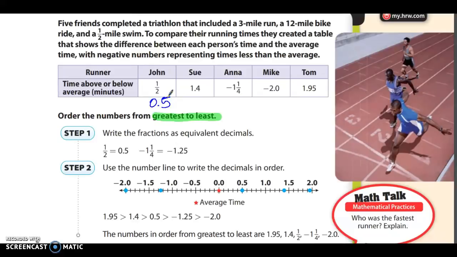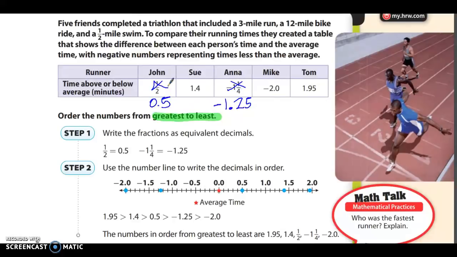And then Sue's already in a decimal. That's 1.4. Anna is -1 and 1/4. I'm going to change that to -1 and I just need to remember what a fourth is equal to. A fourth of $1 is 25 cents. So it's going to be -1.25. And then I've got -2.0 and positive 1.95. Now I have all decimals. This wasn't the way you have to do it, but this is a good way to do it. Step 2 says use a number line to write the decimals in order.